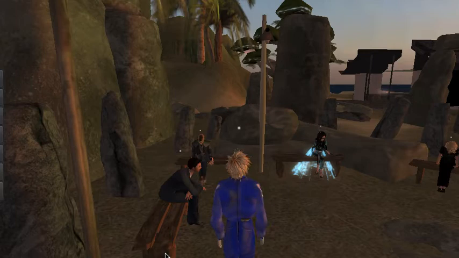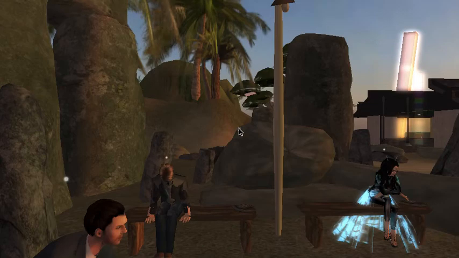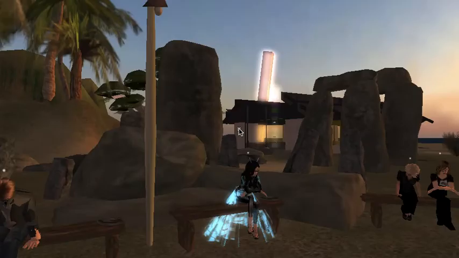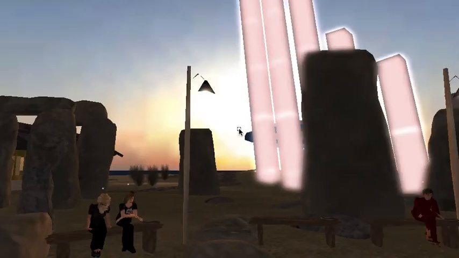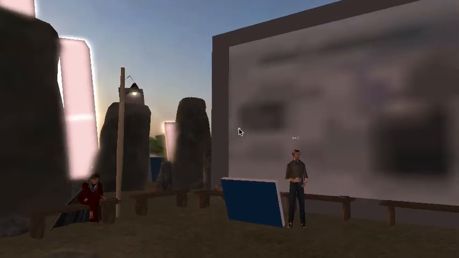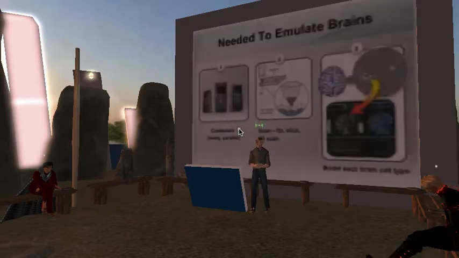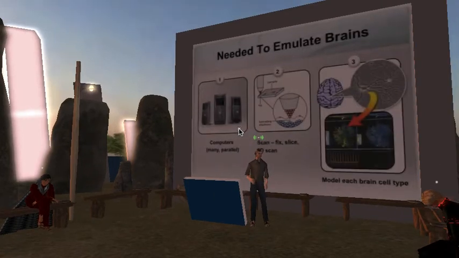So as you probably know, you need three main things to make it work. We need lots of cheap, fast parallel computers. We need to scan particular brains and find spatial and chemical detail. And then we need to have models of how each kind of brain cell works, or models of their input-output signal processing behavior. And if we have good enough models of the cells, and good enough scans, then we'll have a good enough model of the whole thing, i.e.